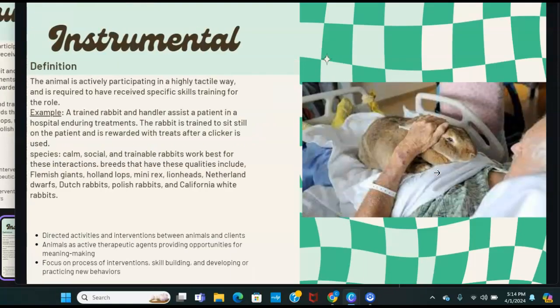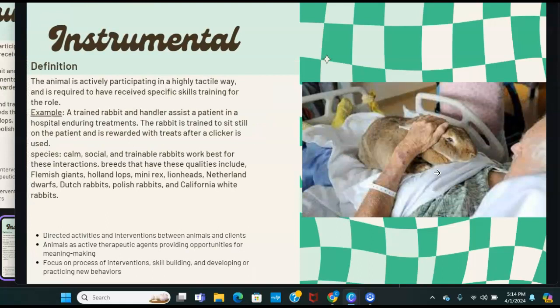So lastly, we have instrumental. The definition is the animal is actively participating in a highly tactile way and is required to have specific skills and training for this role. An example would be a trained rabbit and handler assist a patient in a hospital enduring treatments. The rabbit is trained to sit still on the patient and is rewarded with treats after a clicker is used. So this is instrumental because the rabbit is actually trained. The rabbit is trained, the handler is trained. It knows that it is supposed to sit and be calm and just get some attention and get some treats.